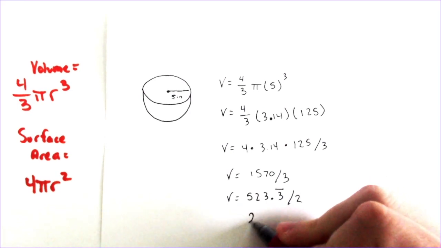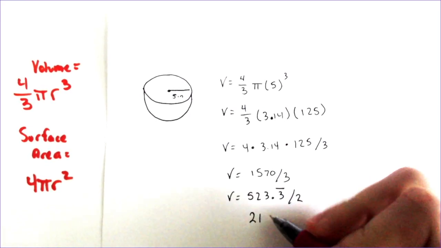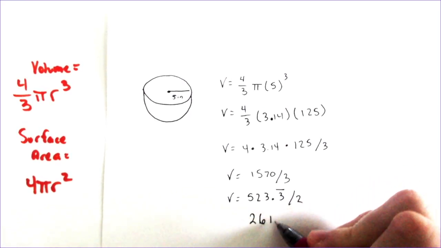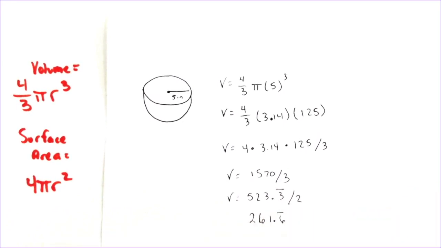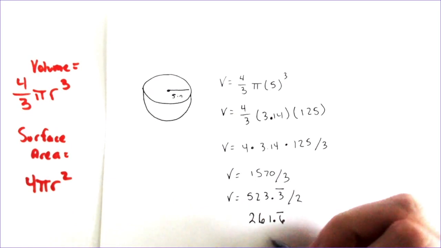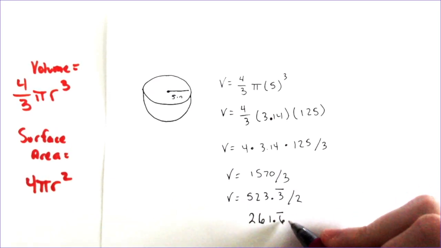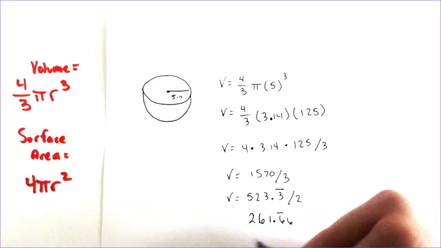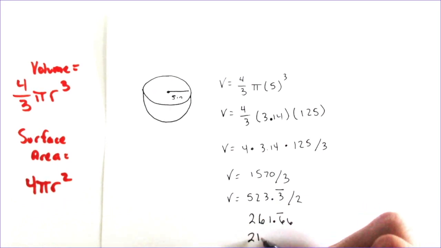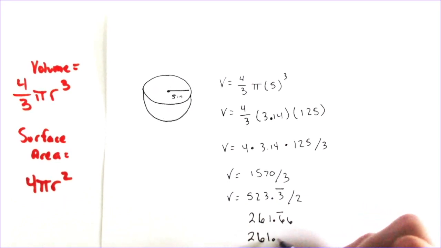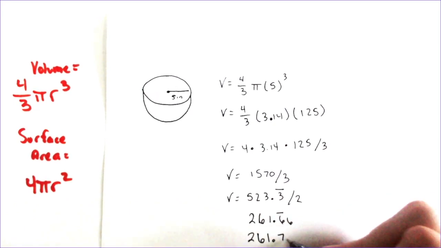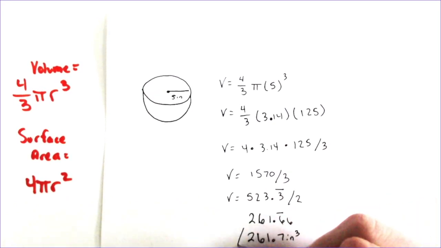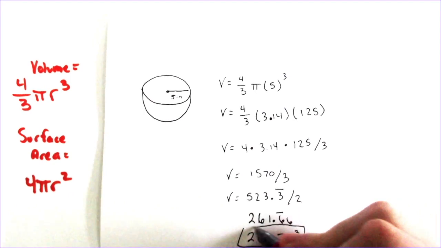And in this case, we get 261.6 repeating. So at this point, it depends on how you would like to round. I would like to round to the nearest tenth, so this is really 6, 6, 6, 6, 6, 6, 6 forever. And that would be rounding to 261.7 if I round to the nearest tenth at the very end, inches cubed. And that would be the volume of half of the sphere.